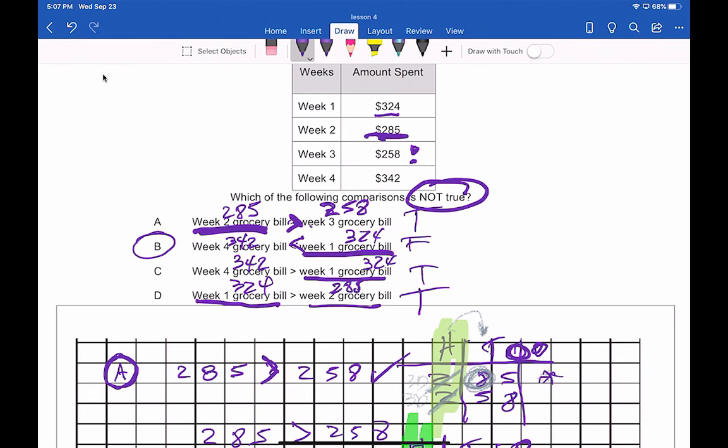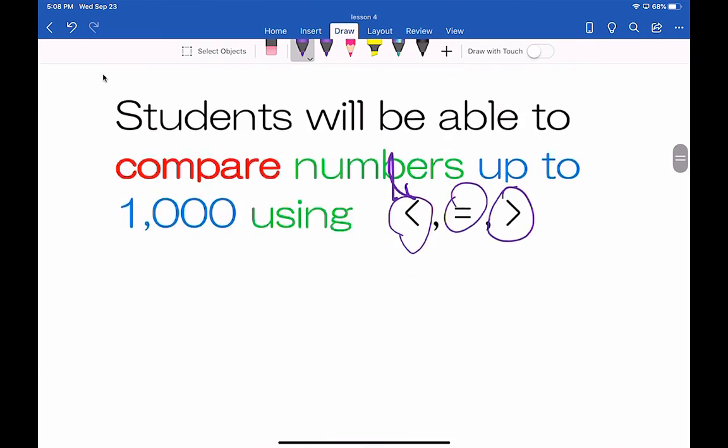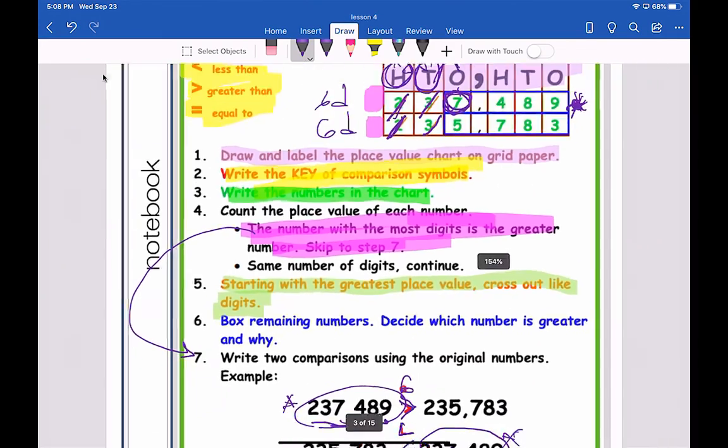This is how we learn how to compare numbers using our strategy on this anchor chart that you are able to use all the time.